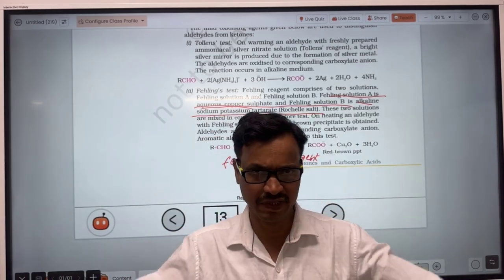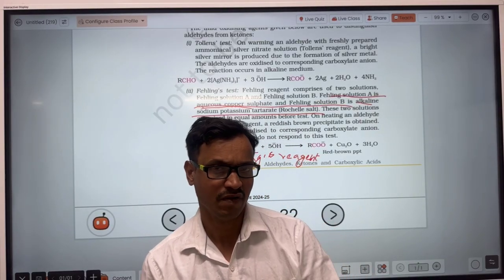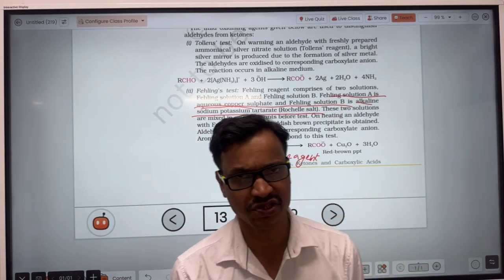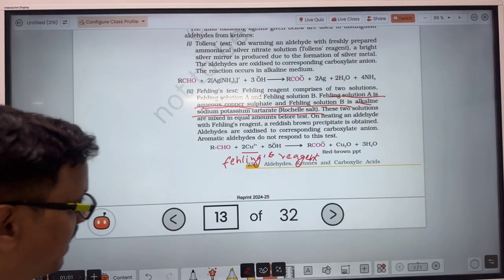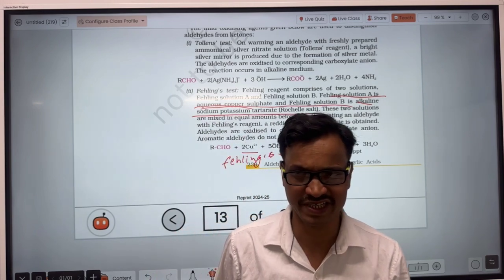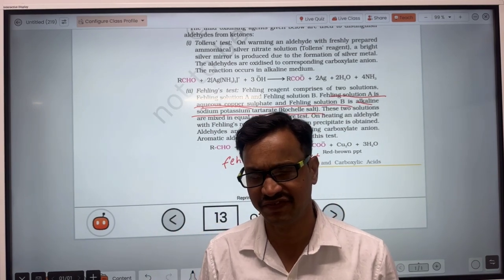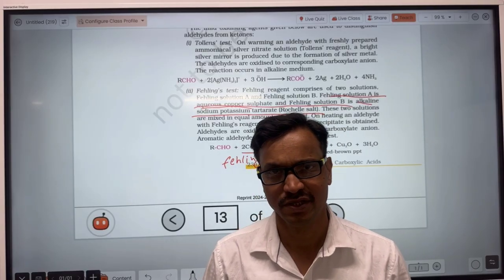Before testing the reactions, we will first mix Fehling solution A with Fehling solution B. What is Fehling solution A? The CuSO4 solution is called Fehling solution A, and the alkaline sodium potassium tartrate is called Fehling solution B. Before testing the reactions, we first have to mix Fehling solution A with Fehling solution B, and then perform the reaction.